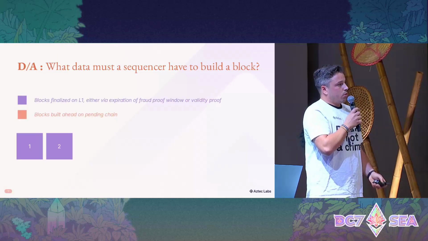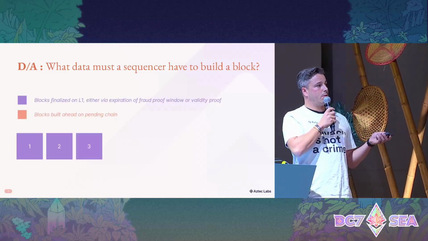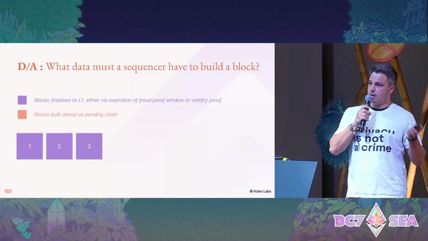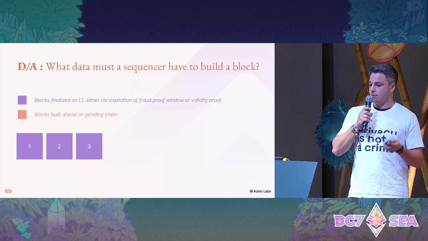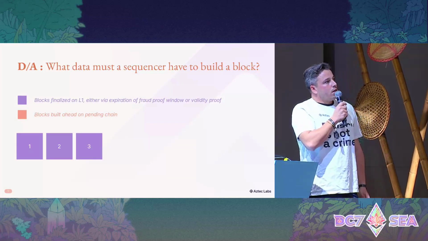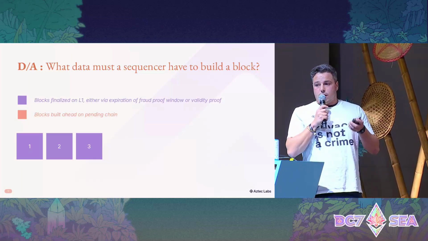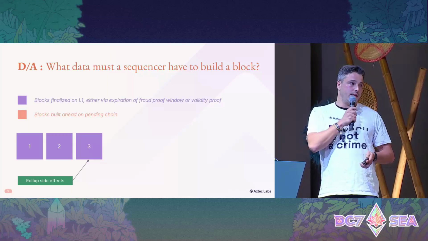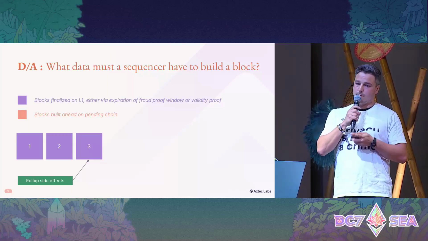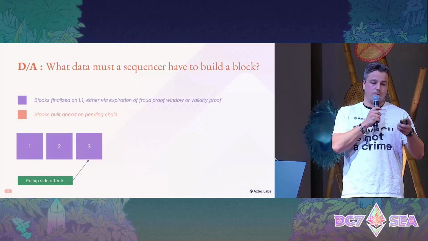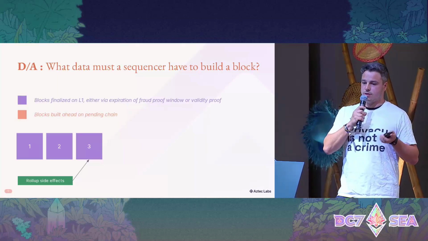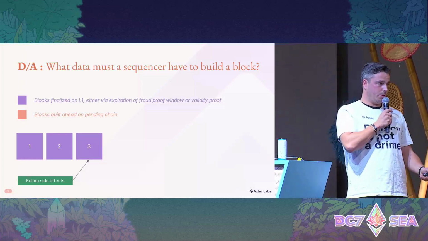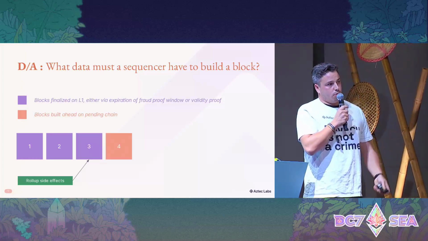So we'll run through a little chain here. The purple blocks are finalized blocks. They're either finalized because there's a validity proof or there's a fraud proof window that's expired. To build a block on the finalized chain, I just need the side effects of the rollup. I need all the transactions that have happened throughout the time. I need to have a database of those side effects. I need to move the state from the old side effects to the new side effects to build the next block. So I can build block 4 here.